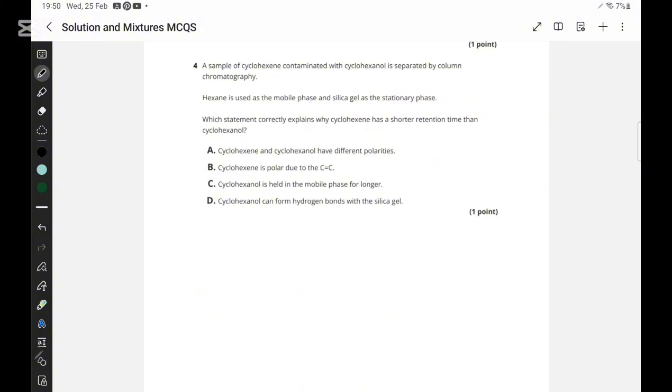In this question they are saying a sample of cyclohexene contaminated with cyclohexanol is separated by column chromatography. Hexene is used as a mobile phase and silica gel is used as the stationary phase. Which statement explains why cyclohexene has a shorter retention time than cyclohexanol? So basically there is an oxygen atom in silica.